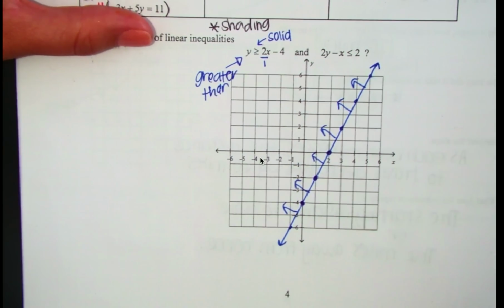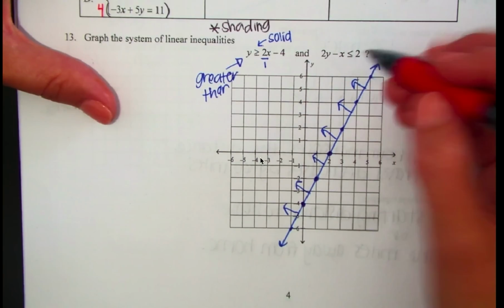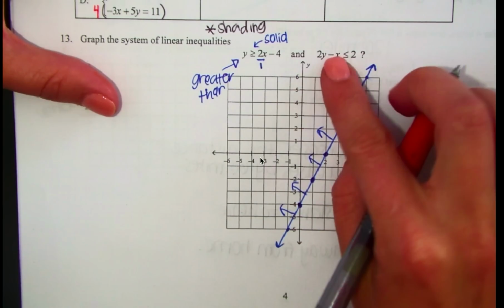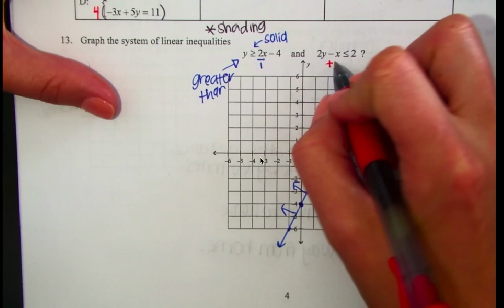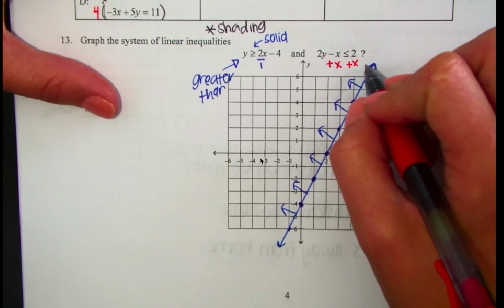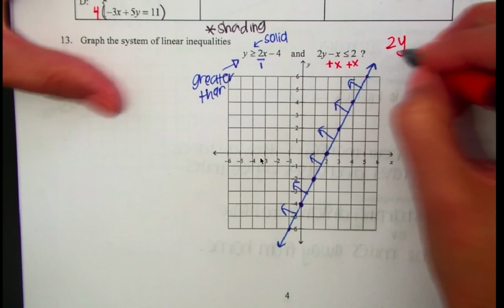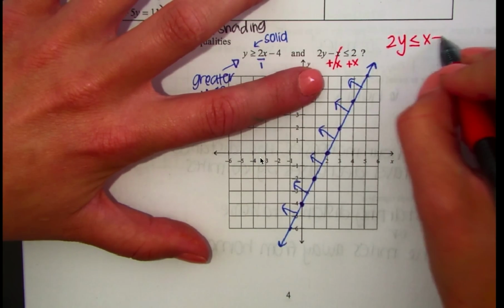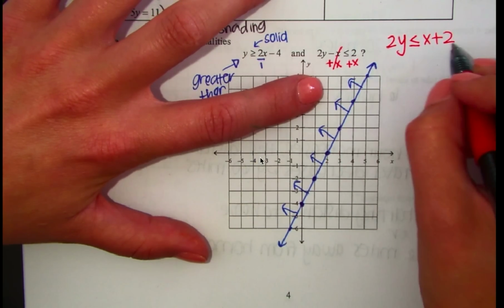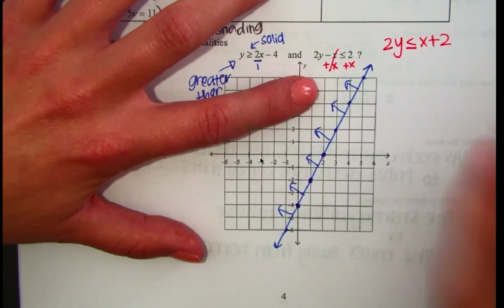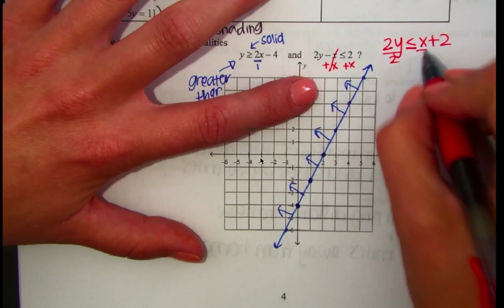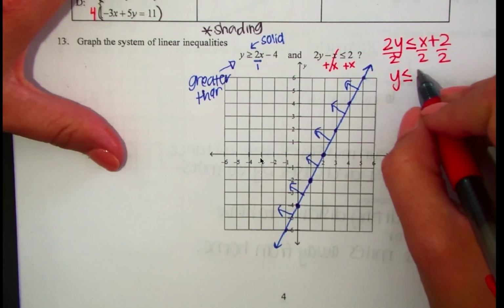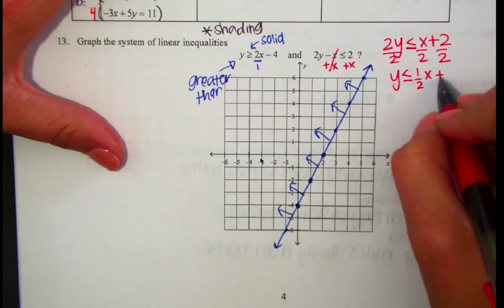So now I'm going to do the same thing over here with this inequality, except this one is not ready to be graphed. It's not in slope-intercept form. So what I'm going to do is get this in slope-intercept form by adding x to both sides. When I add x to both sides, I have 2y. Those cancel out. Copy down the inequality, and then I have x plus 2 over here. And those don't combine, you just write them next to each other. To get y by itself, we're going to divide all of our terms by 2. So I'm left with y is less than or equal to 1/2 x plus 1.